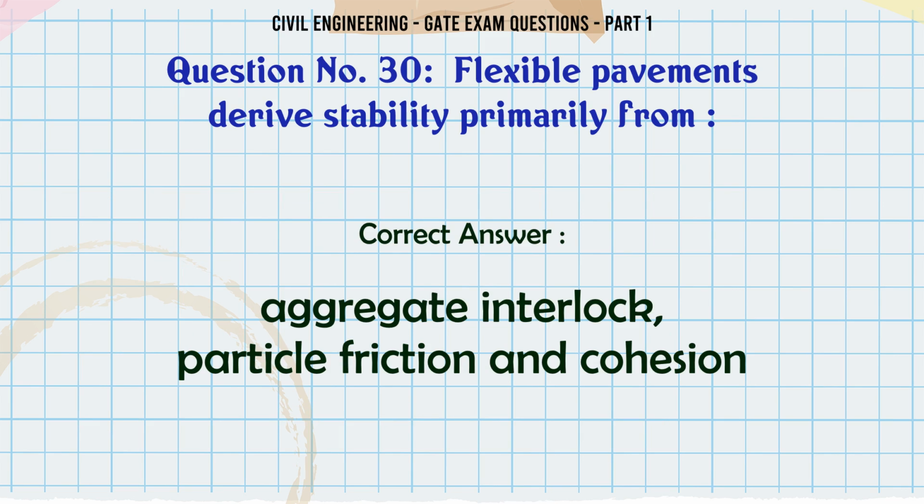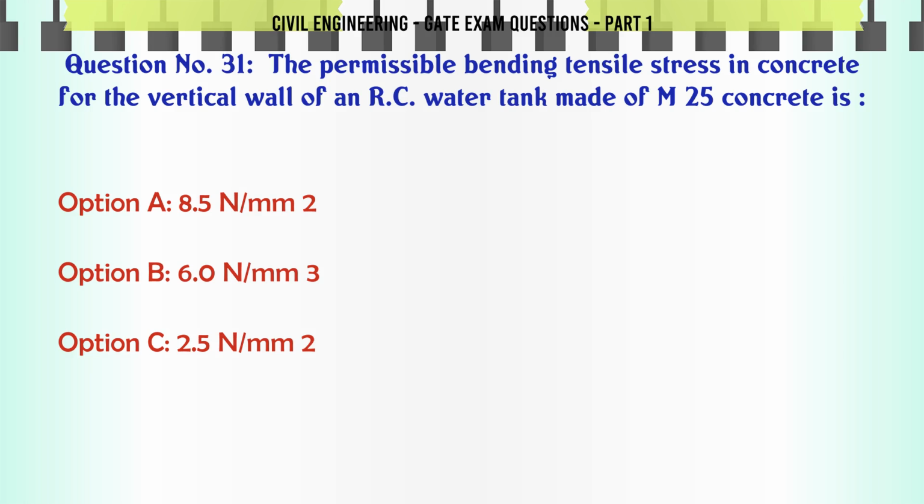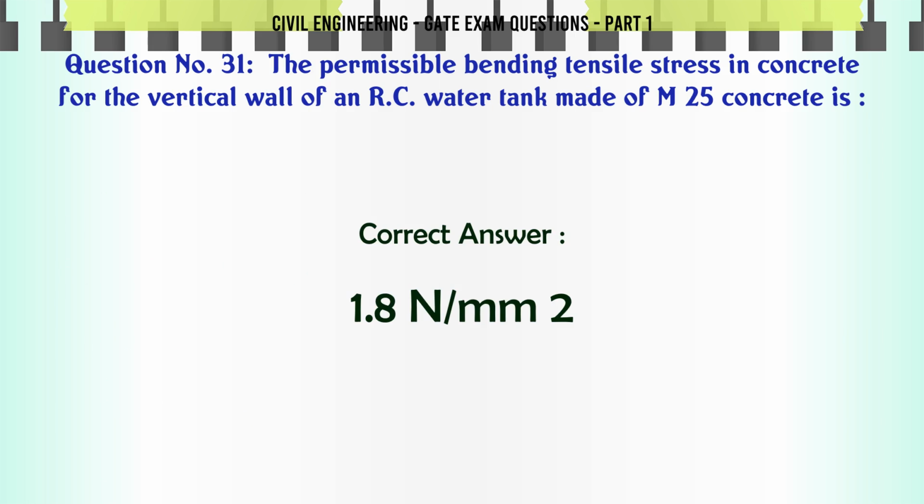The correct answer is aggregate interlock, particle friction and cohesion. The permissible bending tensile stress in concrete for the vertical wall of an RC water tank made of M25 concrete is: A, 8.5 N/mm²; B, 6.0 N/mm²; C, 2.5 N/mm²; D, 1.8 N/mm². The correct answer is 1.8 N/mm².